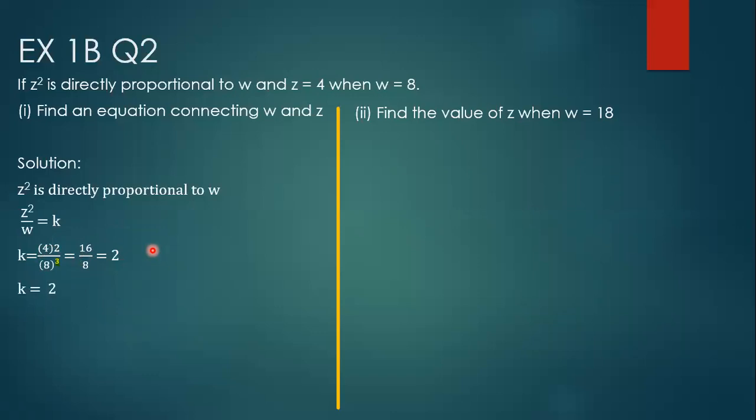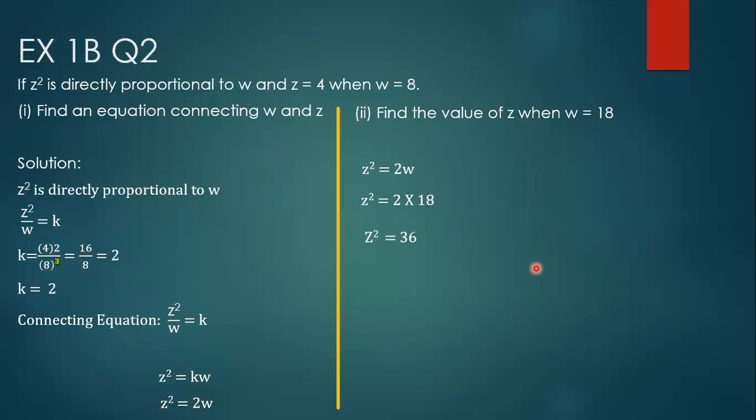Let's make the connecting equation. Connecting equation will be z square upon w is equal to k. Replace k. That means z square is equal to kw. k is 2. So z square will be 2w. Since we have to find the value of z, we are going to use this connecting equation here and replace w as 18. So z square will be 36.